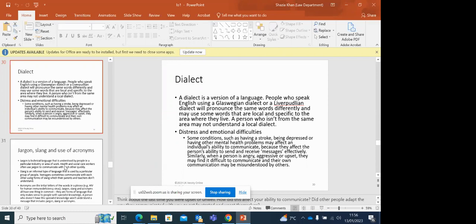Distress and emotional difficulties. Some conditions such as having a stroke, being depressed, or having other mental health problems may affect an individual's ability to communicate because they affect the person's ability to send and receive messages effectively. Similarly, when a person is angry, aggressive, or upset, they may find it difficult to communicate, and their communication may be misunderstood by others.